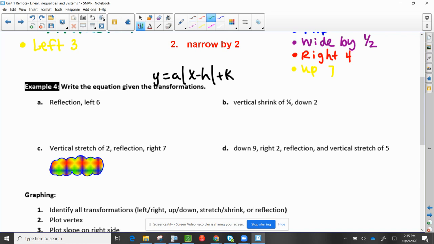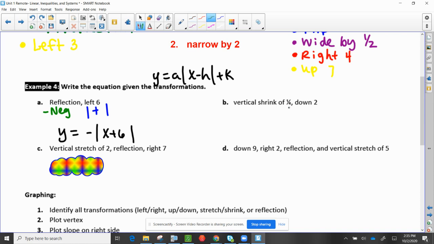So if we have a reflection, that means we have a negative in front. Okay. And then if we go left 6, remember left means we have a plus 6, and it's inside the absolute value bars. So now let's put that together with the equation. We have a negative in front. We have a plus 6 inside the absolute value bars. And that's it.